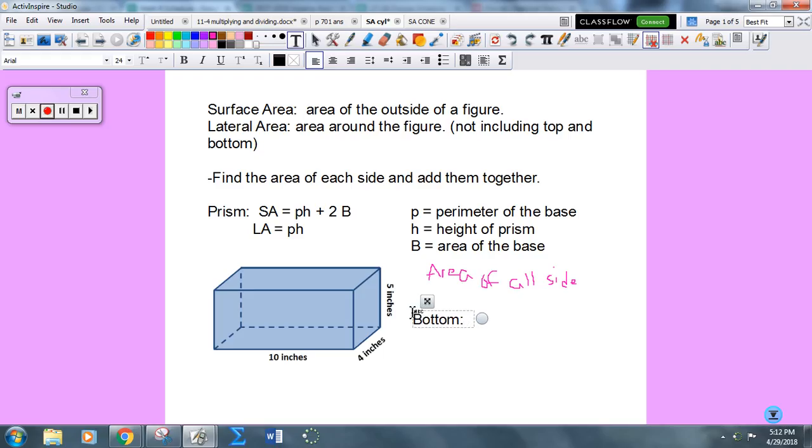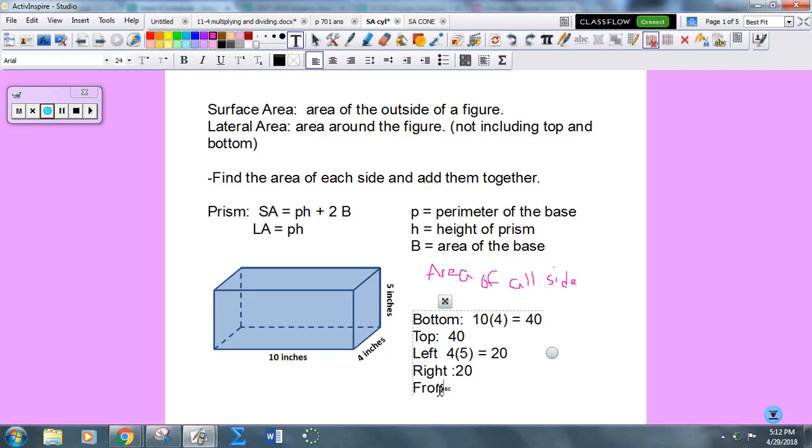So the area of the bottom is a rectangle, so it's 10 times 4, which equals 40. The top is exactly the same, so that's also 40. I'm now going to do the left, which is 4 times 5, so that equals 20. And the right is exactly the same, so that's also 20.